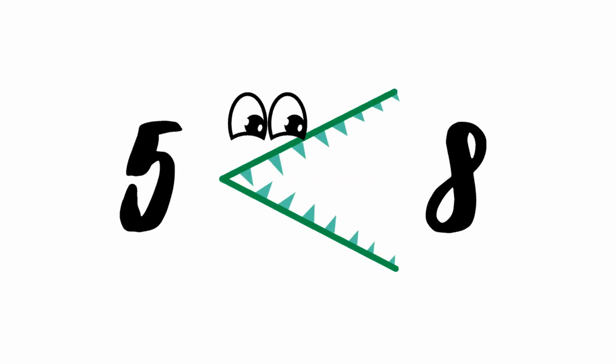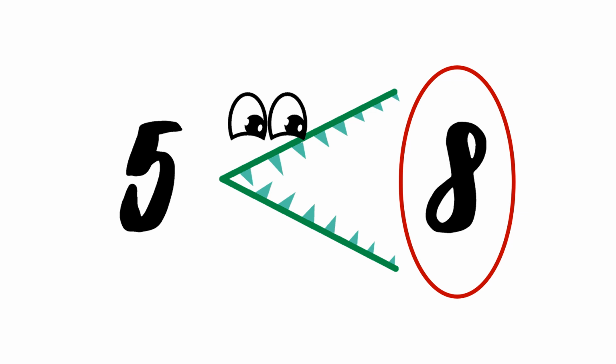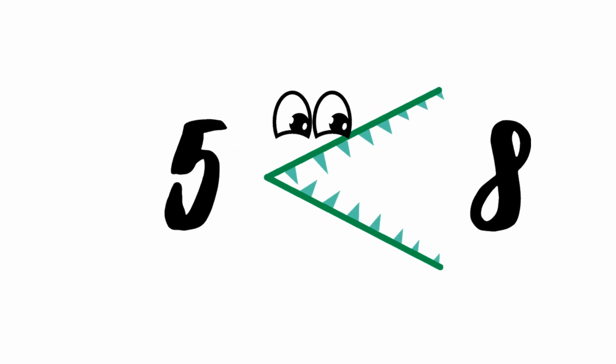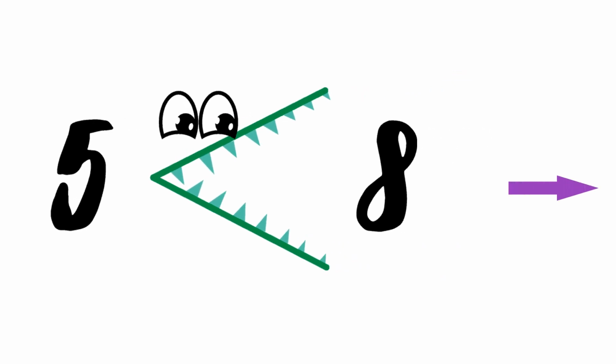In your previous classes, you must have learned about less than and greater than and the crocodile mouth. The crocodile always eats the number which is greater. So over here, the number 8 is greater, so the crocodile will eat the number 8. Now what if we extend this further? Now let's come back to the actual topic.